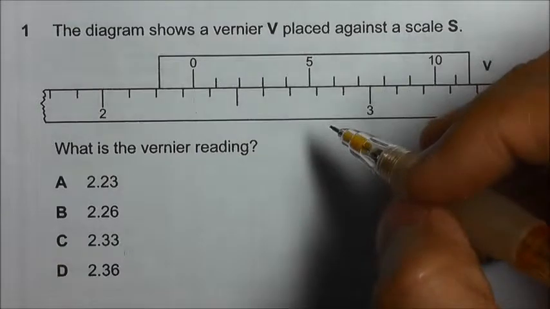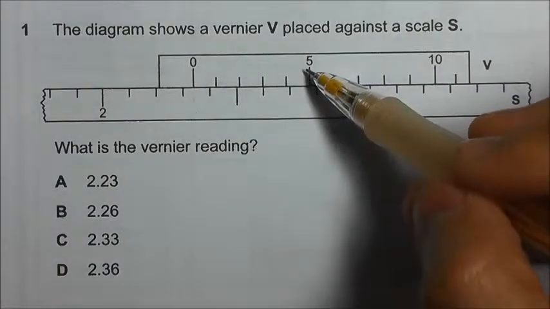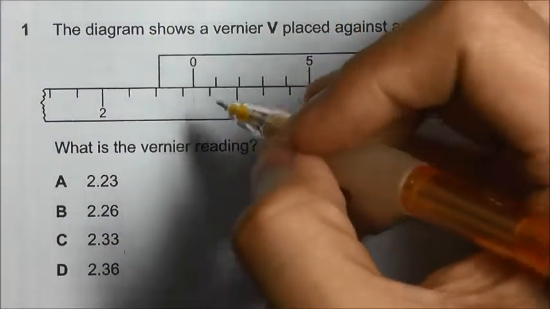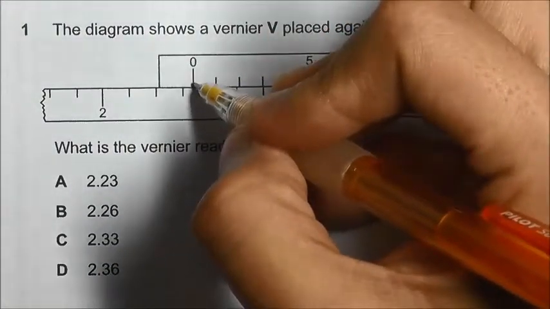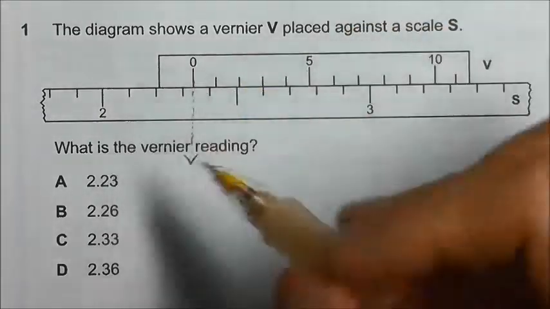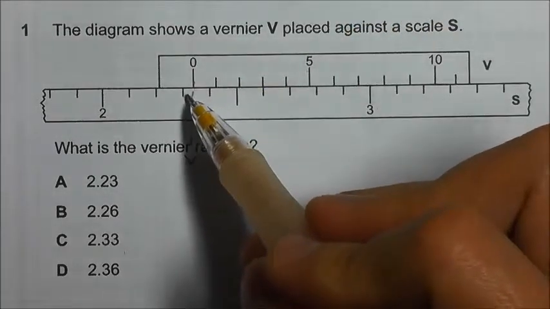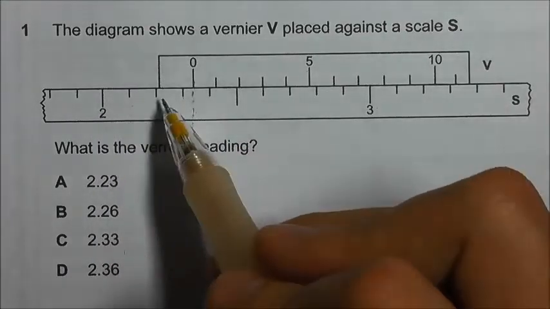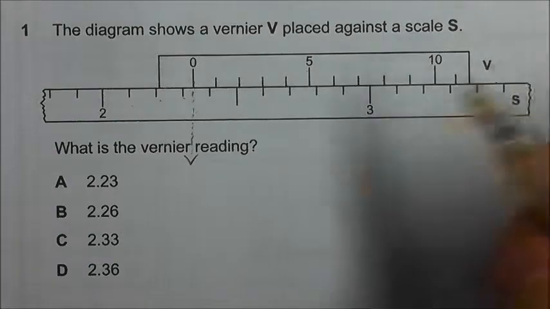This is like a vernier caliper with the vernier scale on top and the main scale below. From the zero of the vernier scale, we draw a dotted line downwards. So this is the reading that we want. So we can look at the division before the dotted line. This is 2, 2.1, 2.2, 2.3.